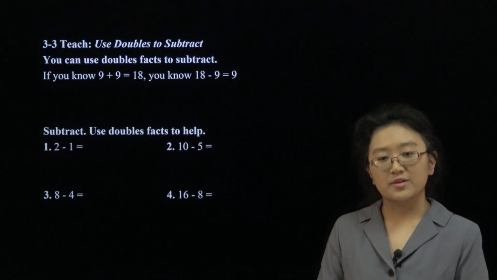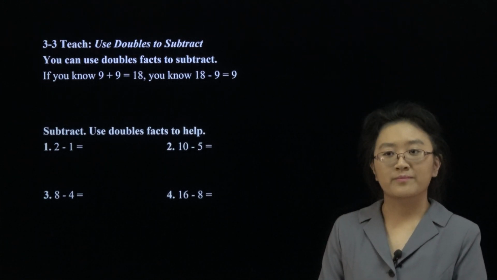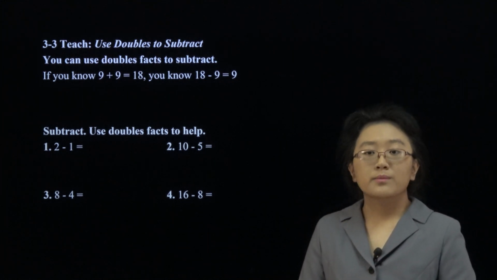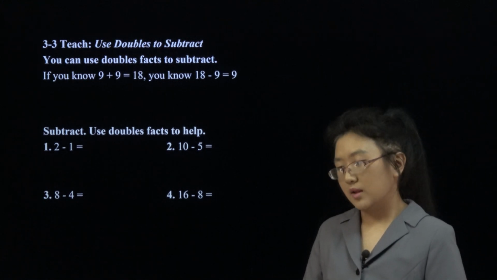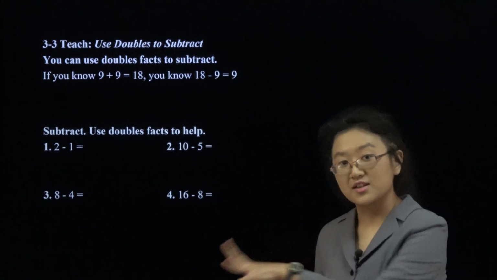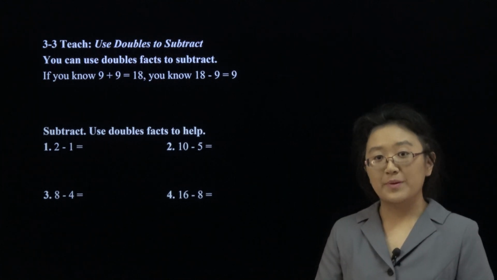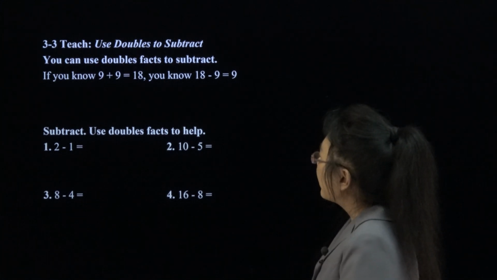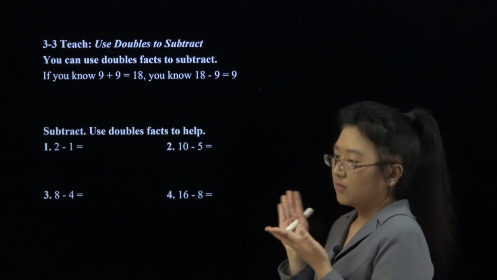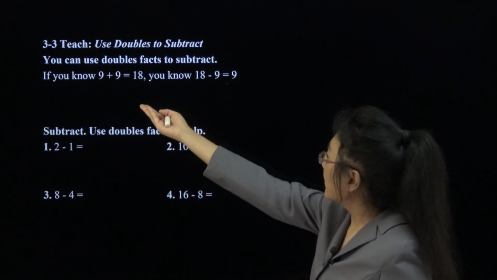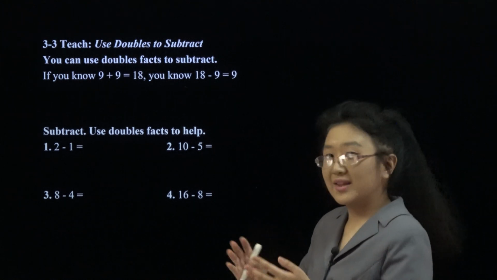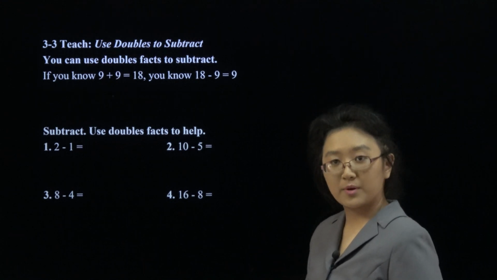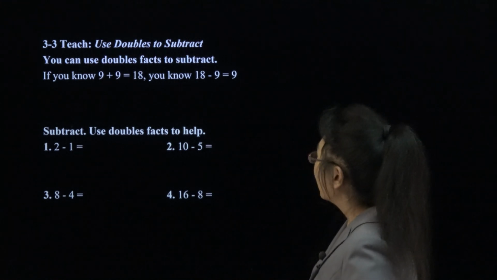Remember when I talked about doubles and said that we were going to cover it later? Well, here we are, using doubles to subtract. Now, since we know that addition is putting things in and subtraction is taking things away, and they're opposites, they must be related somehow, right? So, if you know that a double equals something, such as 9 plus 9 equals 18, you know when that something subtracts one part of the double, then the answer is going to be the other part of the double. 18 minus 9 equals 9.